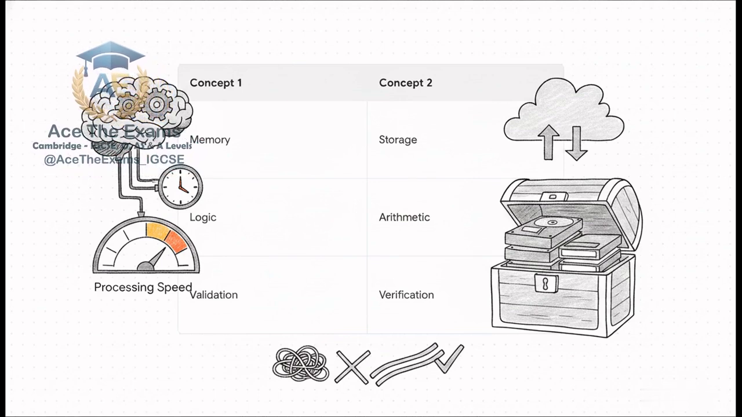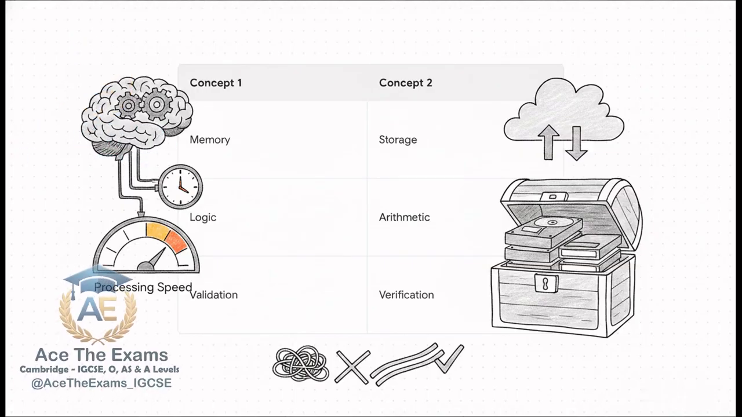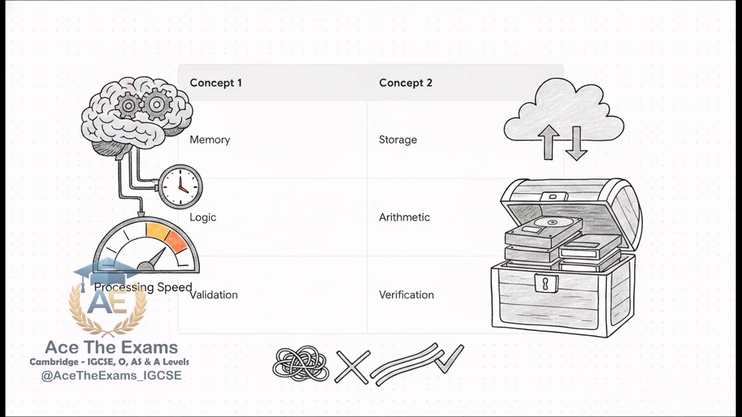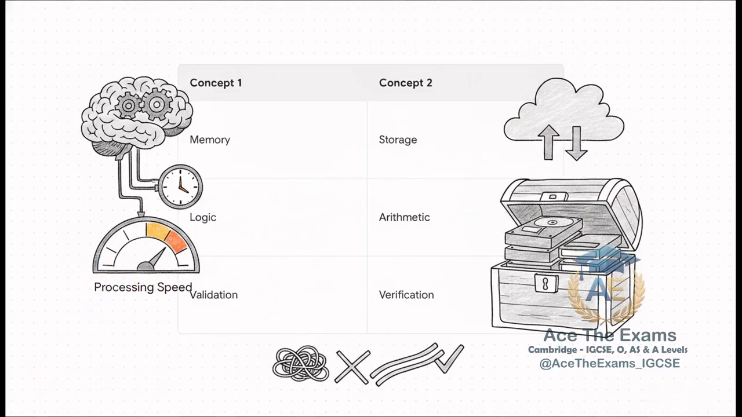They'll mix up memory and storage, or validation and verification, or, like in our example, logic processing with actual data storage. A faster clock speed processes instructions faster. It absolutely does not give the school network a larger hard drive to hold more student files. Smart, dense revision has to train you to compare these concepts, not just look at them in a vacuum.